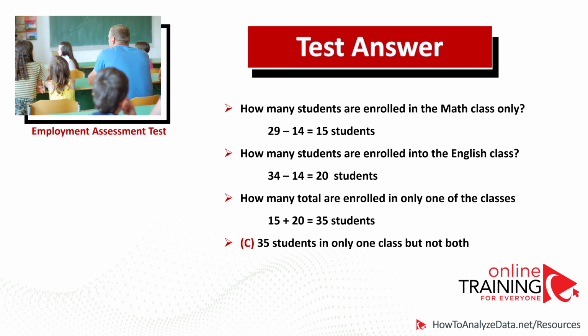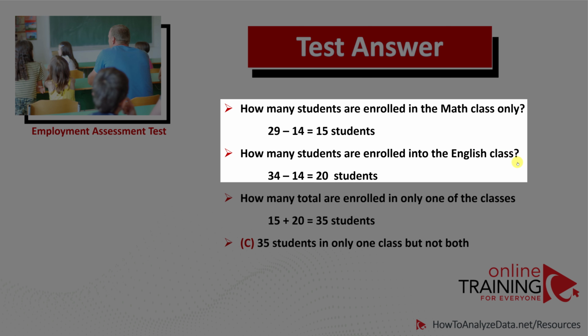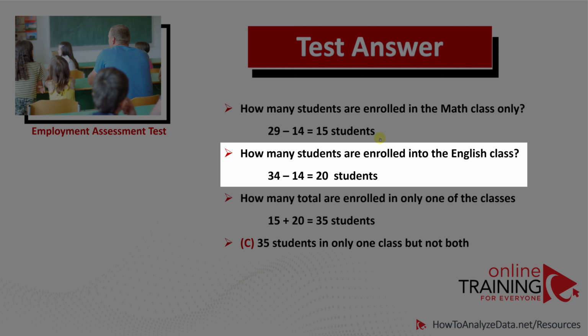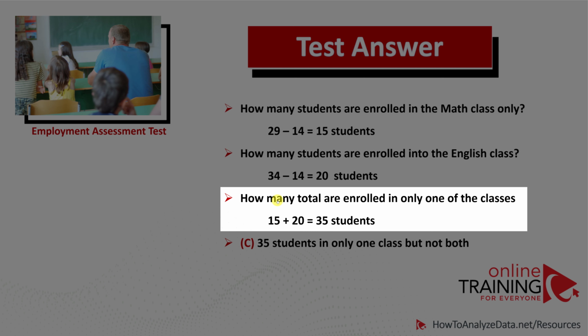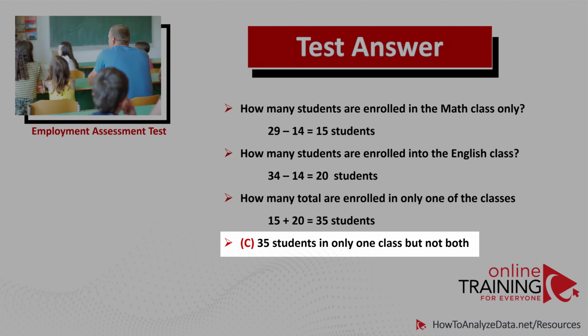To solve this challenge, we need to understand how many students were enrolled into the math class only, and then into the English class only. To calculate math-only students, we need to subtract 14 from 29, and we'll get 15 students enrolled into the math class only. The number of English-only students would be 20. When we subtract 14 from 34, this is exactly what we get, 20 students. So the answer would be the sum of 15 and 20, and 35 students are the students that only enrolled into one of the classes. So the correct answer is C.